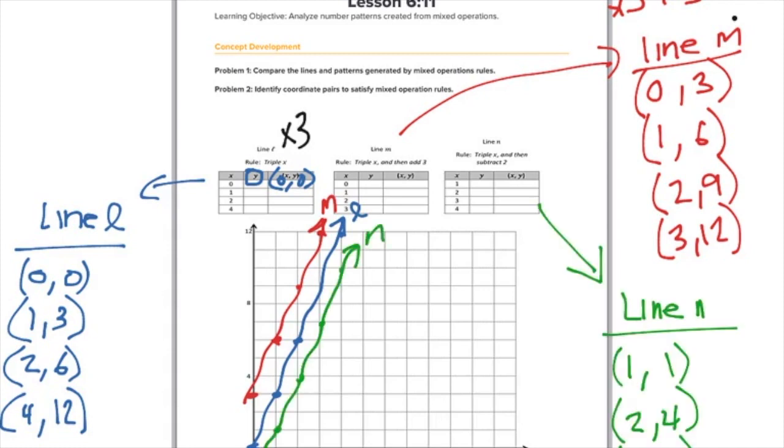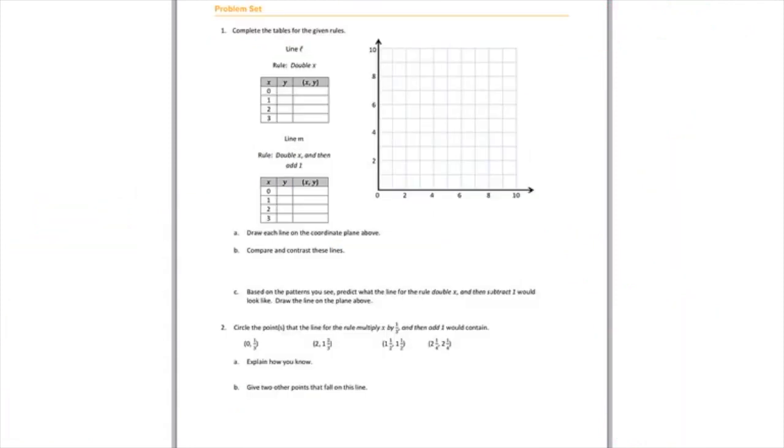All right, now that you've plotted it, you notice that this is also a parallel line, but it is below line M and line L. And the reason for this is because one of the rules after we multiplied was to subtract. So that number was lower because we subtracted it. Now you should have all of these plotted and all of those coordinate points written. Go ahead and move on to the next page.